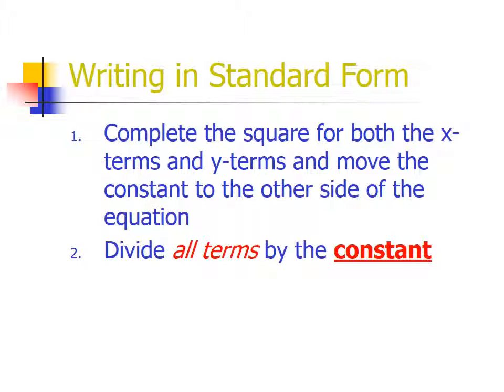Just as we've done before with circles and parabolas, in order to write the equation of the ellipse in standard form, we're going to complete the square. That's not any different for both x terms and y terms, making sure we move that constant term to the other side of the equation. Once we are done, we're going to divide all of the terms by that constant value that we moved to the other side.